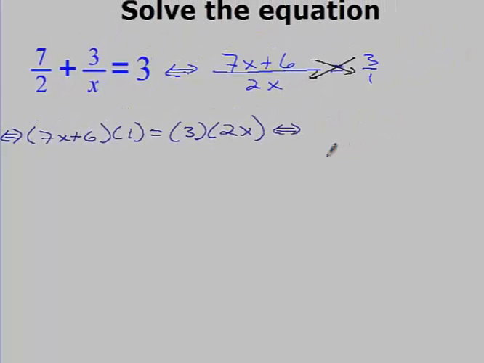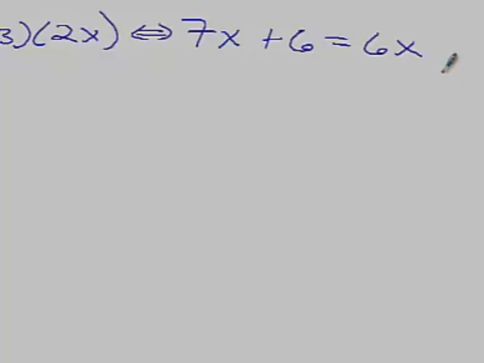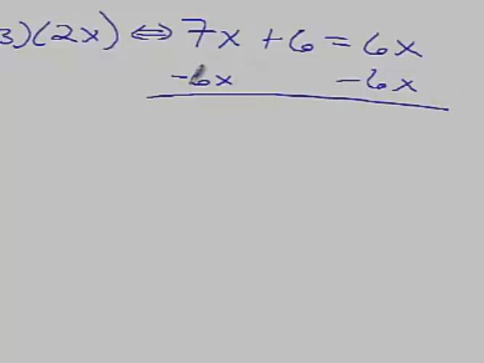Now we're going to distribute, get rid of parentheses. 7x plus 6 equals 6x. Everybody good? How would you solve this for x? Subtract 6x from both sides. 7x take away 6x is 1x. 6x take away 6x is 0. Now how do I get x by itself? So x equals.